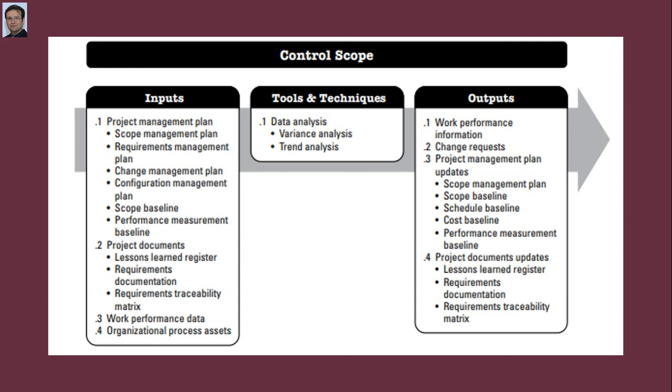While in change requests, analysis of project performance may result in a change request to the scope and schedule baseline or other components of the project management plan. And you will have to update some documents like the scope management plan, scope baseline, schedule baseline, cost baseline and performance measurement baseline if you make any changes through a change request in this process. And obviously you will have to update requirement documentation and the requirement traceability matrix.